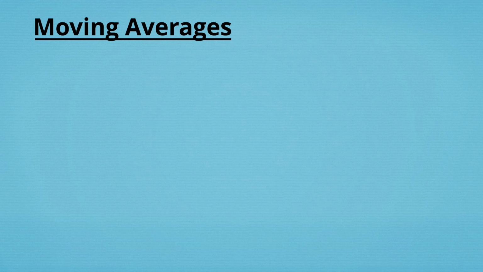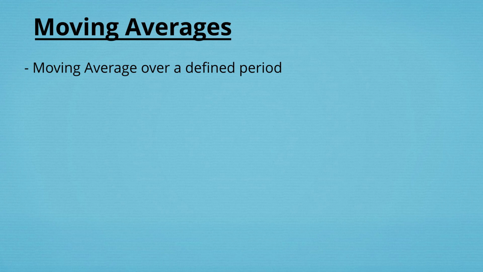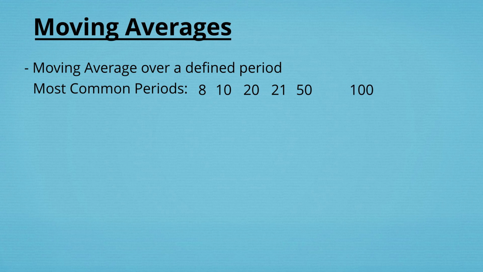All right, so let's start off with, what are moving averages? Well, basically, they are exactly what the name says. It's a moving average over whatever period you define for a particular stock. So most traders will use moving averages, either an 8-day, a 10-day, a 20, a 21, a 50, a 100, or a 200-day. Those are probably some of the most common time frames.